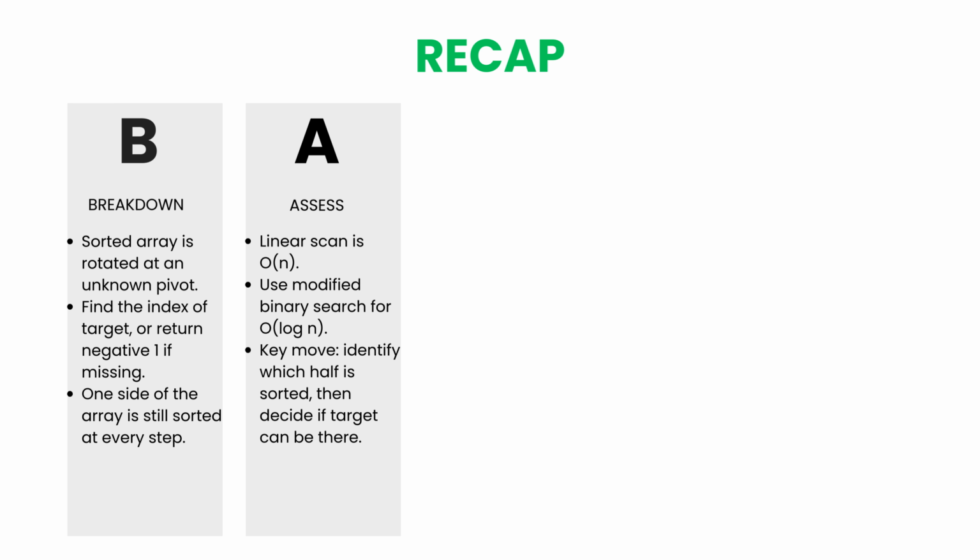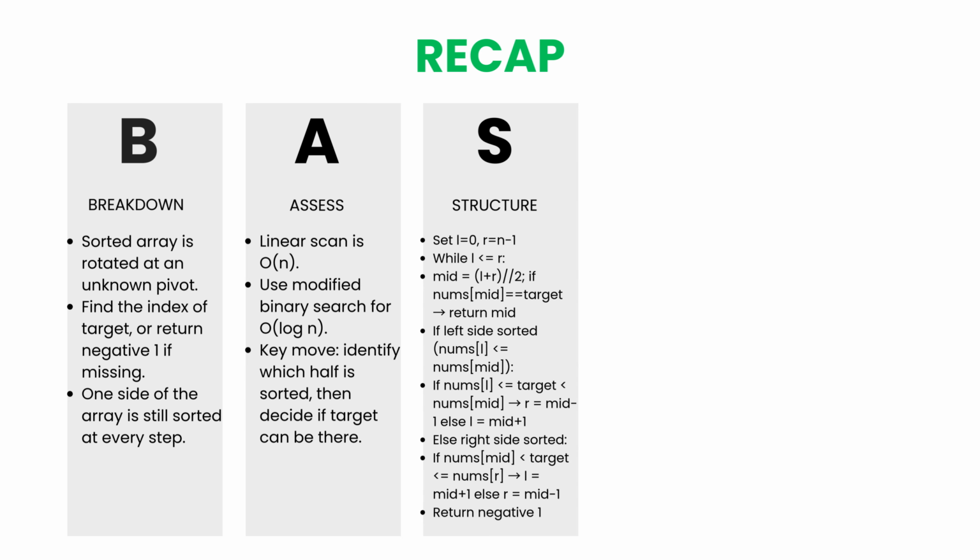The critical skill is identifying which half is sorted at each step, then using that information to decide where the target could still be. We keep two pointers, left and right, and repeatedly compute a midpoint. At each step, we check whether the left half is sorted or the right half is sorted. If the target falls inside the sorted half's range, we search that side. Otherwise, we move to the other half. Each decision cuts the search space in half, just like classic binary search.